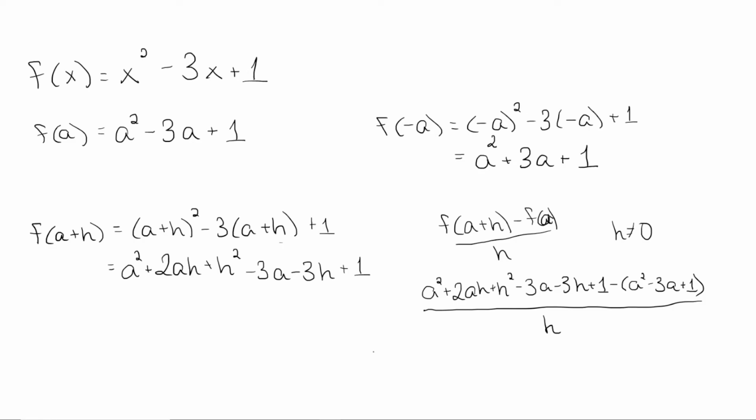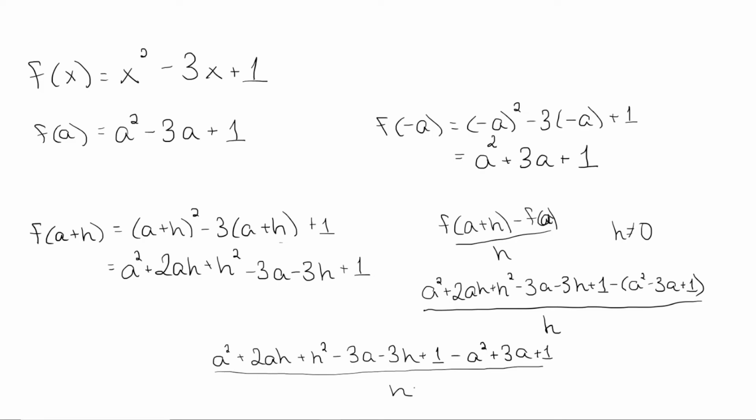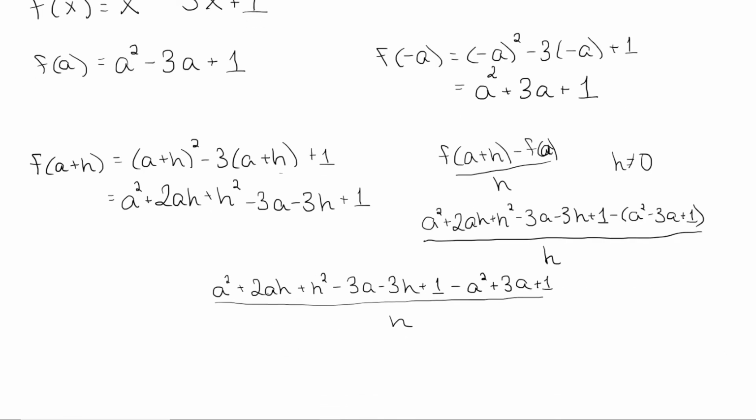If we simplify this a little bit, we have a squared plus 2ah plus h squared minus 3a minus 3h plus 1. Distributing my negative sign says minus a squared plus 3a plus 1, all over h. We can then start canceling. We have a squared minus a squared. We have minus 3a plus 3a. And this should be a minus 1 when I distribute that negative sign. And we have plus 1 minus 1.